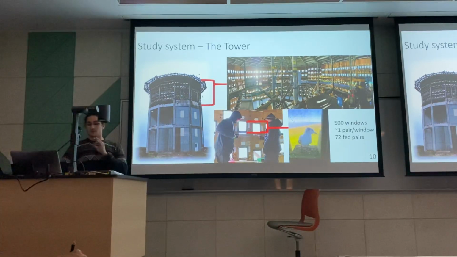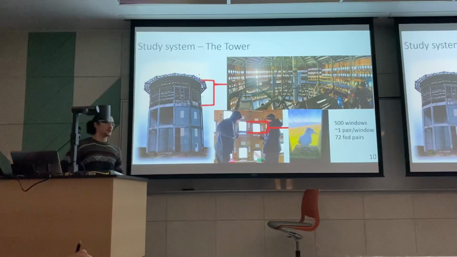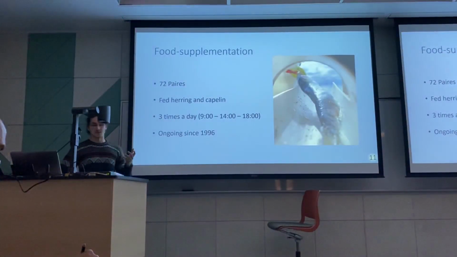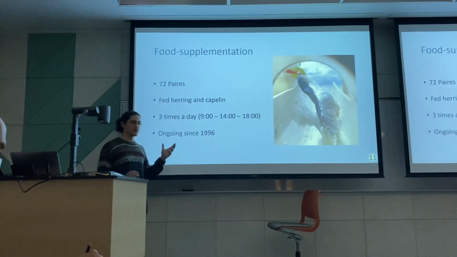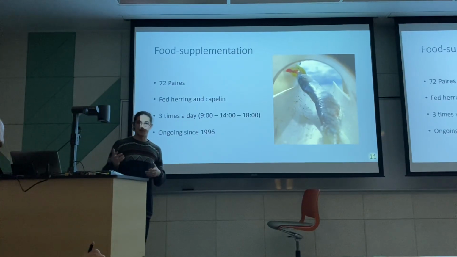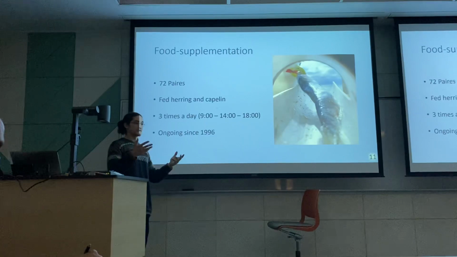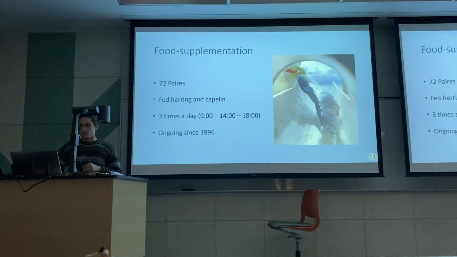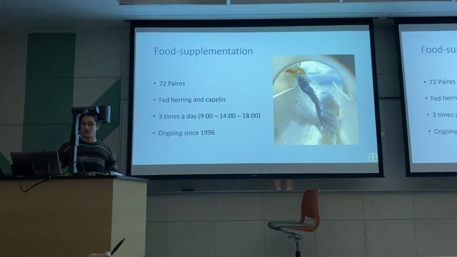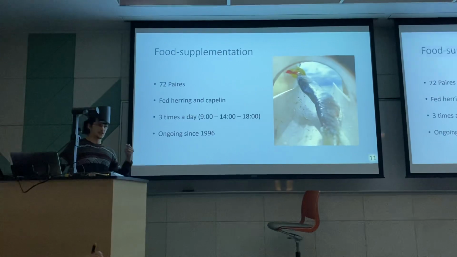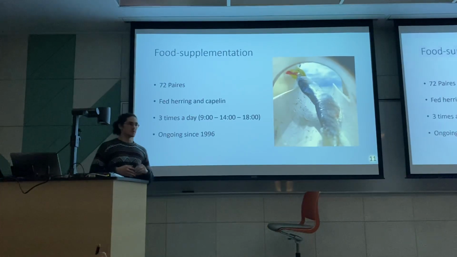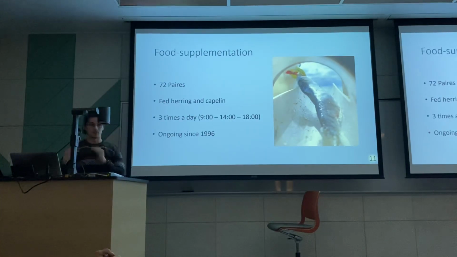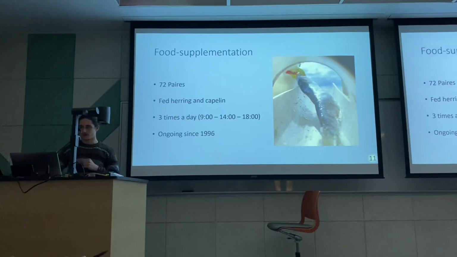And 72 of the windows, 72 of the pairs, are fed, part of a food supplementation program that's been implemented since 1996. So the food supplementation consists of feeding these birds 3 times a day as much fish as they want, either capelin or herring, depending on the season, for breakfast, lunch, and dinner, basically. And that feeding will be instrumental in the validation of the wing stroke frequency method as a proxy for body mass. And I'll explain why in just a moment.